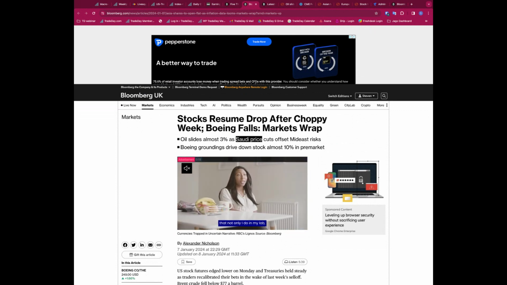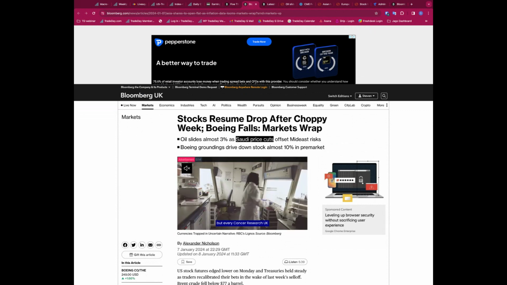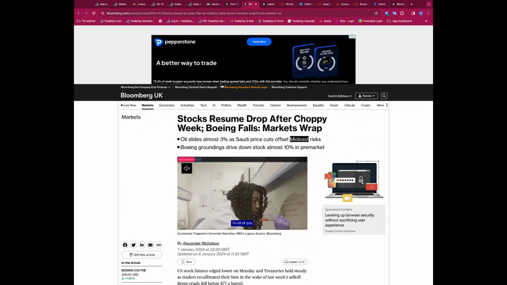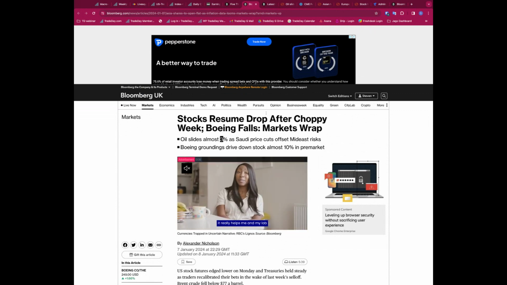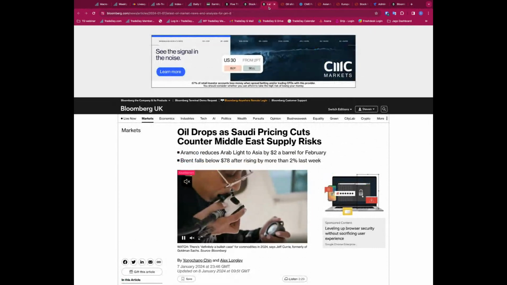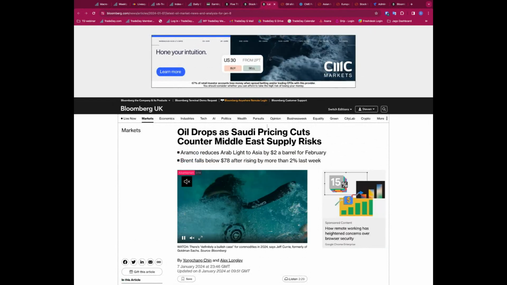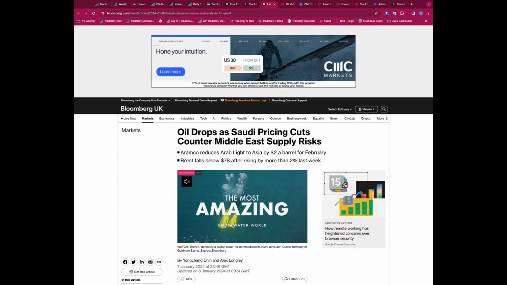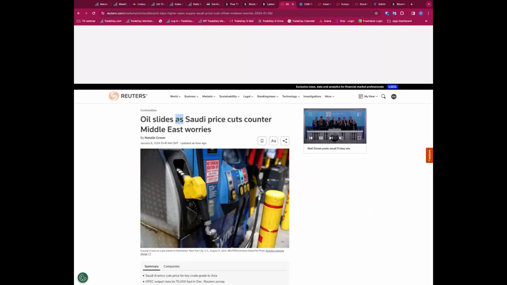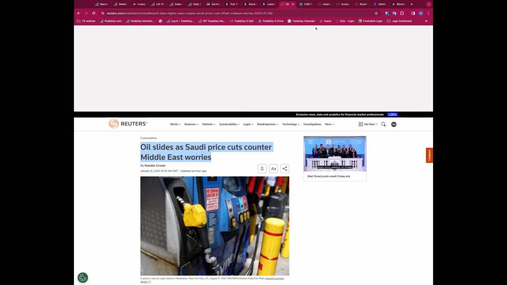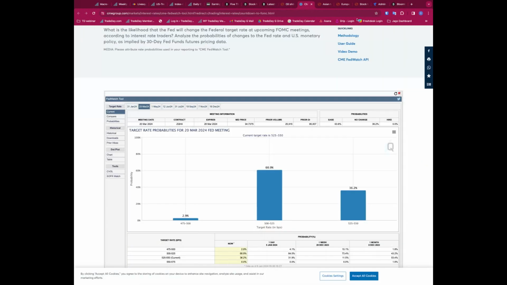Saudi has cut price. Saudi's price cuts, and so that's offset some of the Middle East. So we've had a 3% drop in the oil price, having a significant rebound last week in here. So that should be positive for stock. Oil drops as Saudi pricing cuts counter Middle East supply risks. And another, again, from Reuters: oil slides, as Saudi price cuts counter Middle East worries. So yeah, same headline actually.